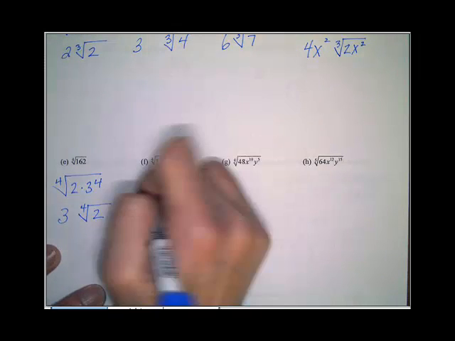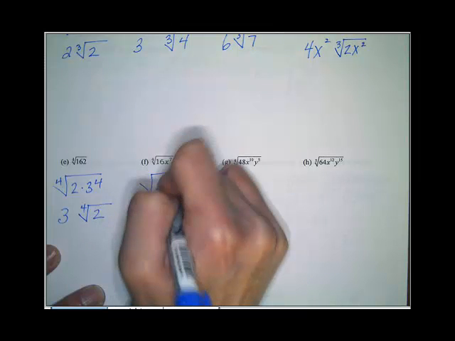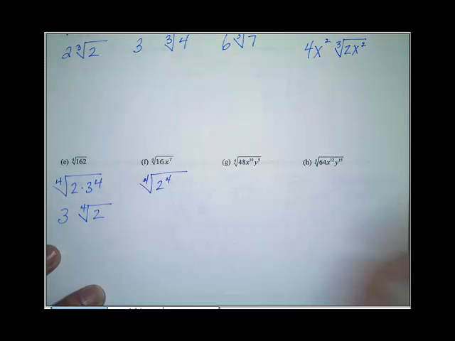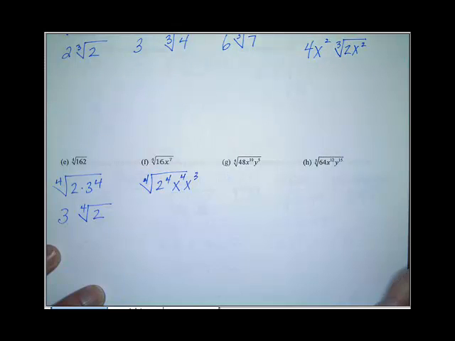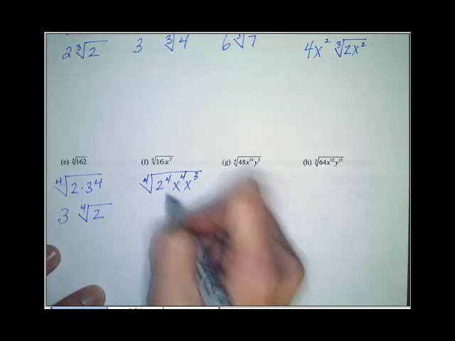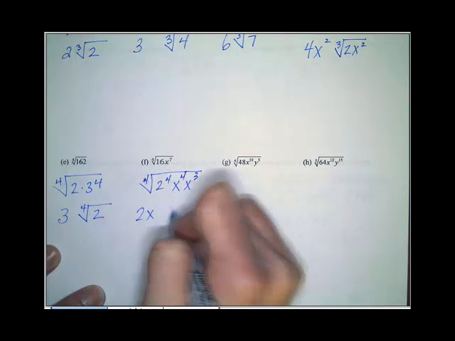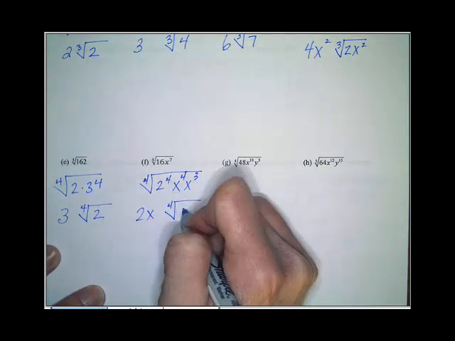All right, 16. That is 2 to the 4th. And then x to the 7th would be x to the 4th times x to the 3rd, because I add those exponents. So I have a 2x with the 4th root of x to the 3rd.